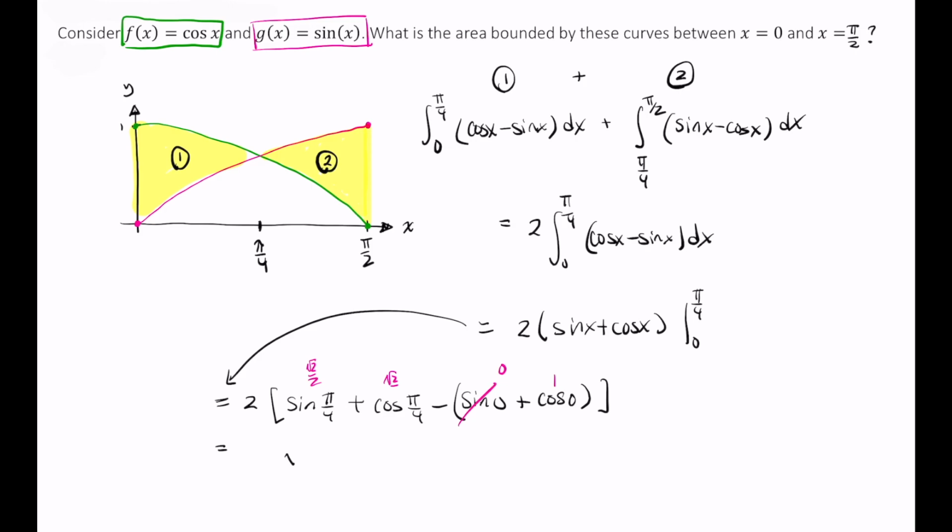So what we end up with here is root 2 minus 1, and of course we can't forget that I have this 2 multiplied on the outside. So you can leave it like this or write it as 2 root 2 minus 2.